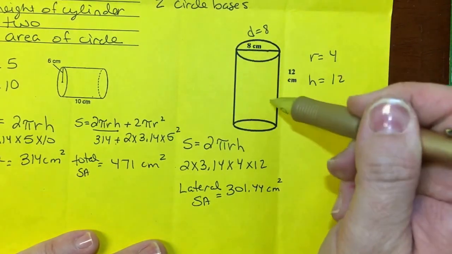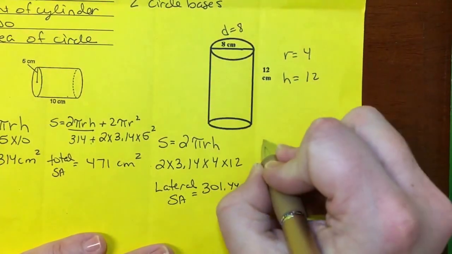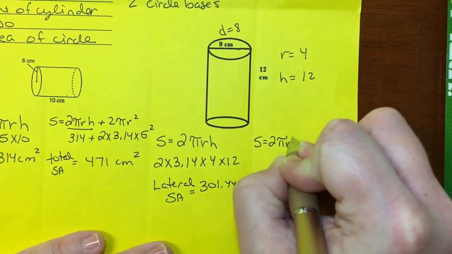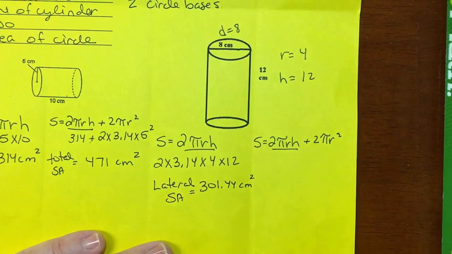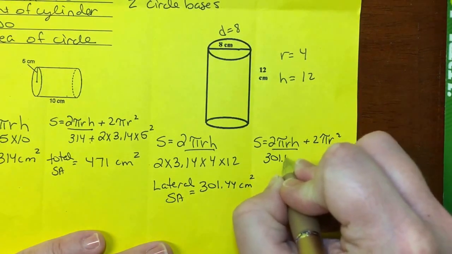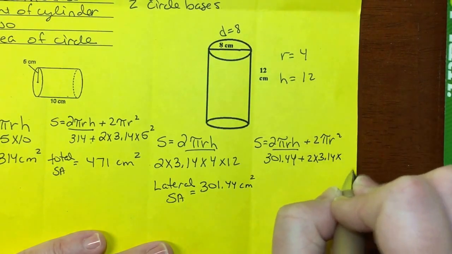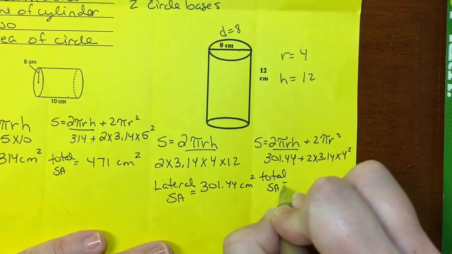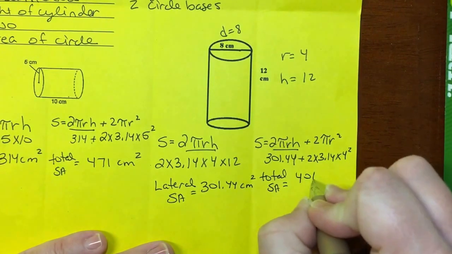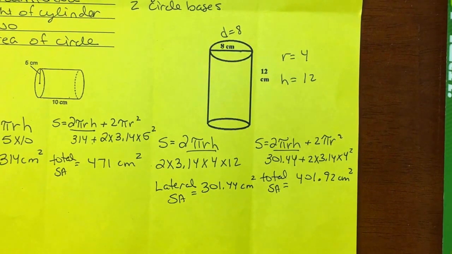And that would just be like if this were a soup can label. It's everything but the two bases. The total surface area, the formula starts out the same, and then we add the two circle bases. So we already did that part right here, and that was 301.44. So I'm just going to fill in those values. Well, really the value for radius is all I need to add. Plug all that into my calculator so that the total surface area is 401.92 centimeters squared. So when it comes to cylinders, just follow the formulas. All you need is the radius and the height.